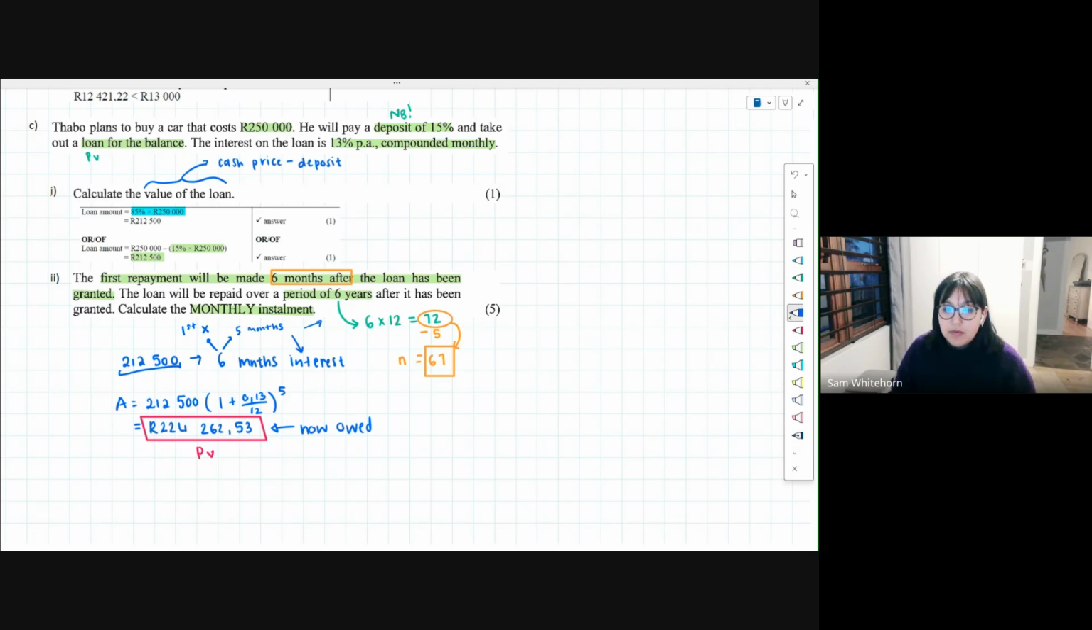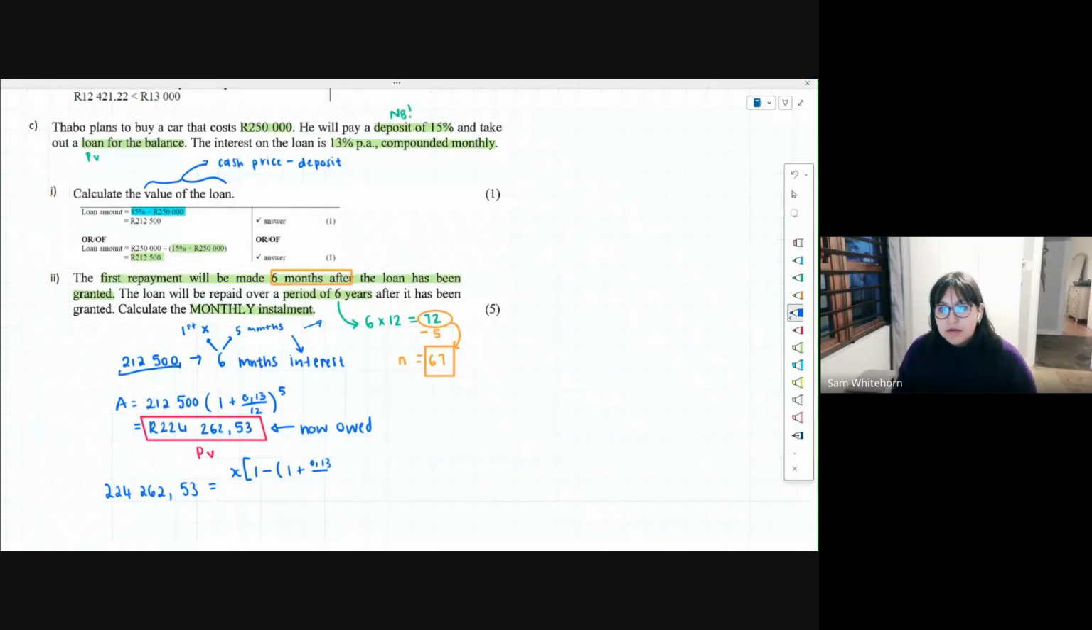Okay, so now we've got our present value, so now we can substitute into our formula. So we've got our 224,262 and 53 cents that we owe. We're trying to work out the monthly repayments. And remember, this is present value now. So it's 1 minus 1 plus that 13% compounded monthly to the power of, we worked out, negative 67, all over our i value.